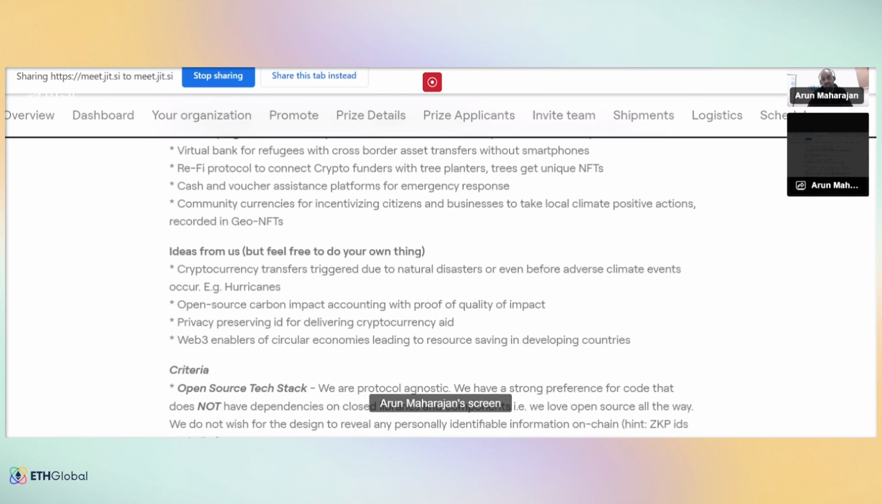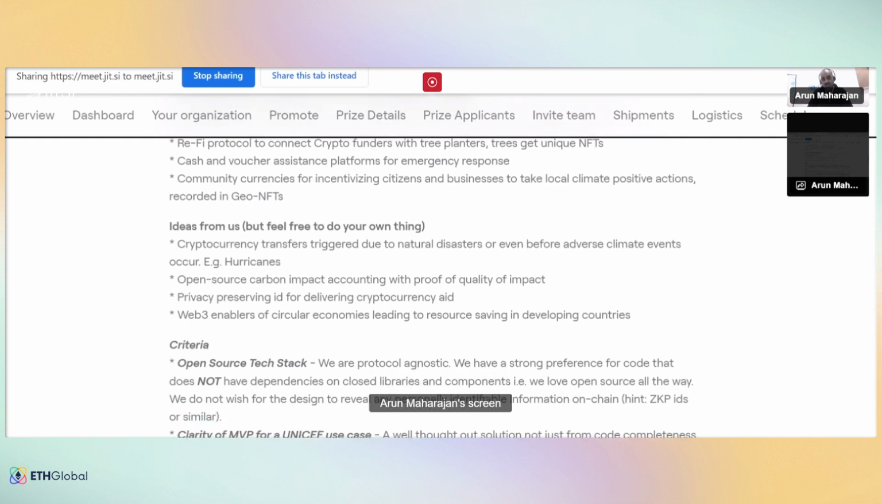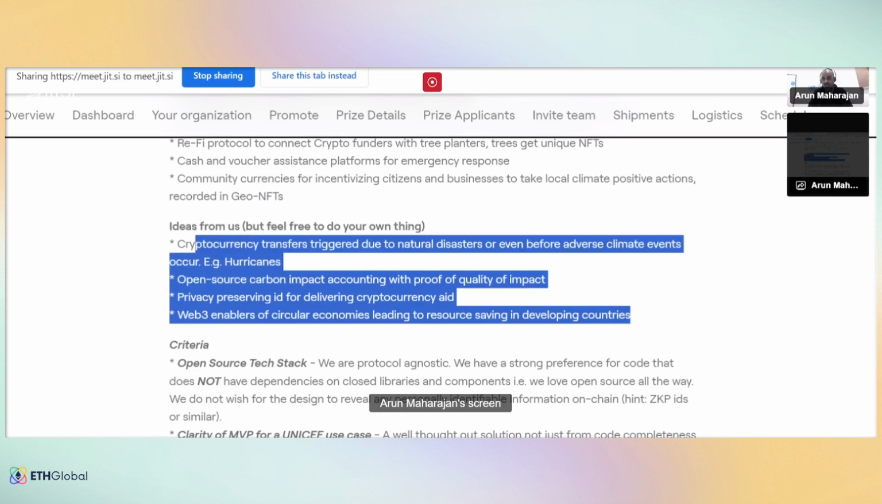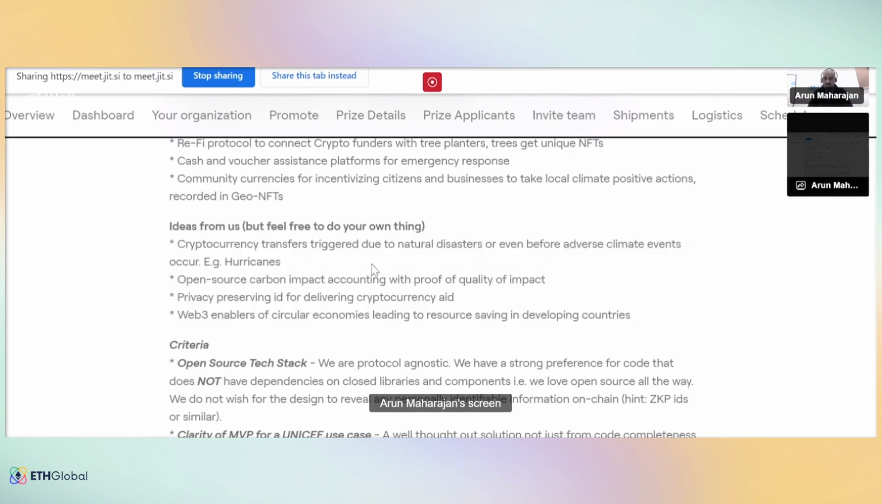So ideas for the hackathon. By the way, please feel free to do your own thing. These are just thoughts from a few heads here. You guys are super creative, and we just want to be very open. So please do not get limited by these ideas. Please be open. Very, very happy to discover what you guys come up with.